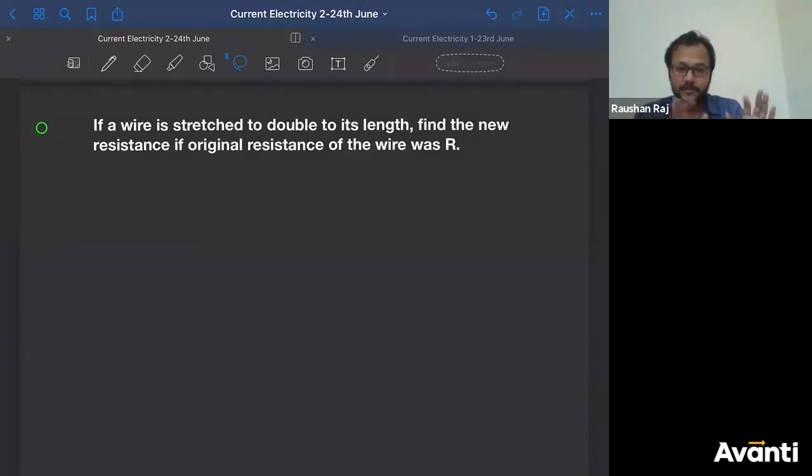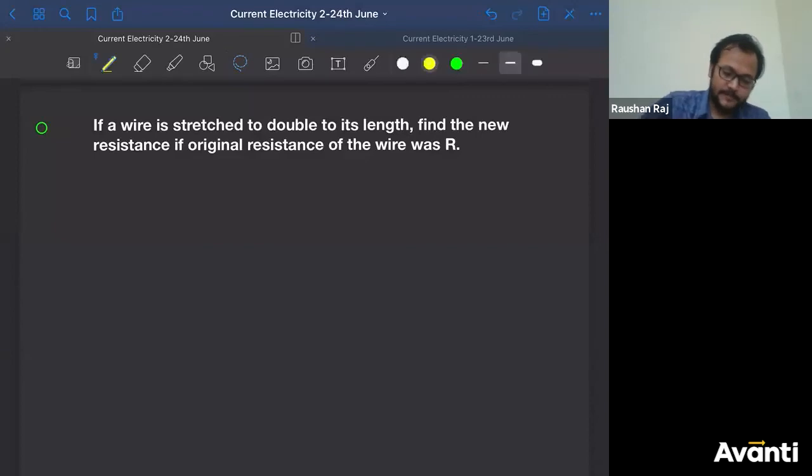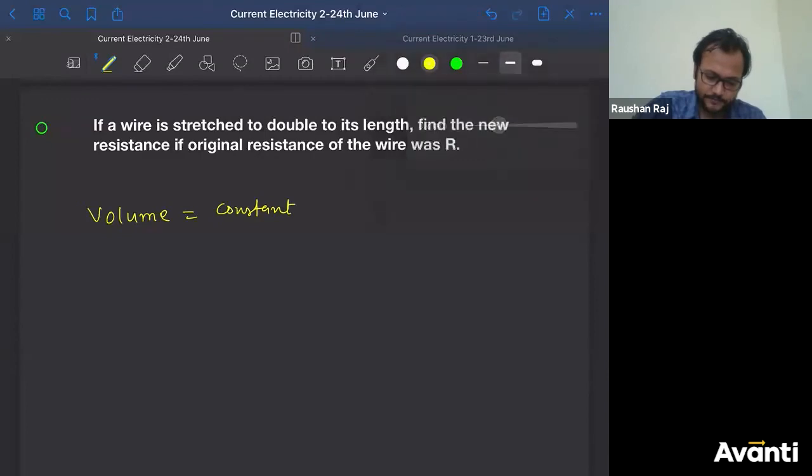Which parameter will remain constant here? Yes, volume will be constant. Volume will be constant. How do you write the volume of a wire? Area into length. A into L will be constant. A1 L1 will be equal to A2 into L2.